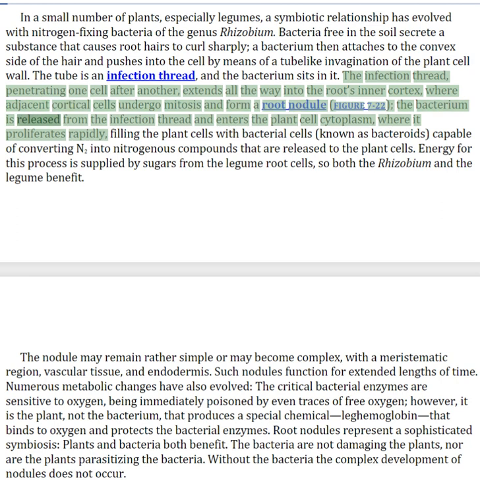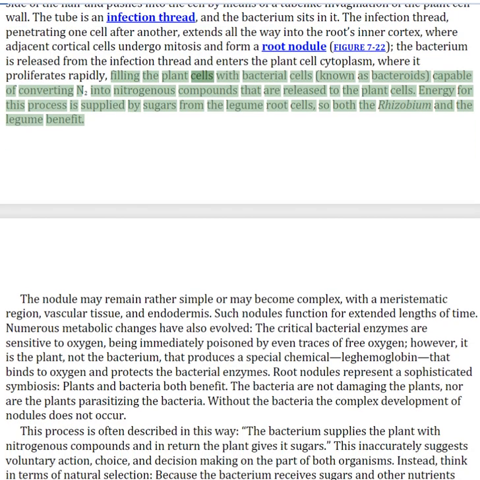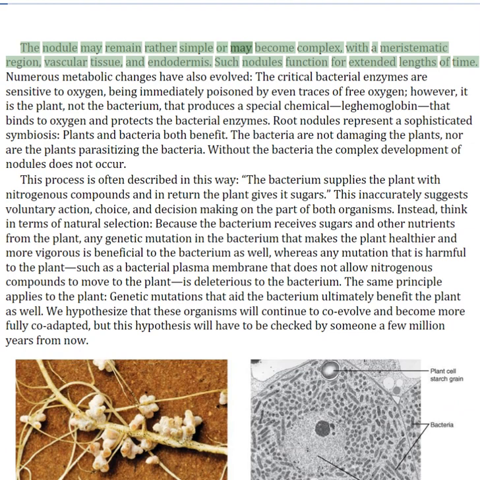The bacterium is released from the infection thread and enters the plant cell cytoplasm, where it proliferates rapidly, filling the plant cells with bacterial cells capable of converting N2 into nitrogenous compounds that are released to the plant cells. Energy for this process is supplied by sugars from the legume root cells, so both the rhizobium and the legume benefit. The nodule may remain rather simple or may become complex, with a meristematic region, vascular tissue, and endodermis. Such nodules function for extended lengths of time.